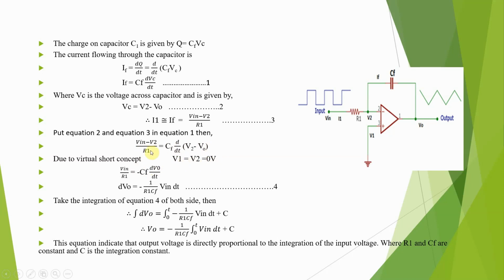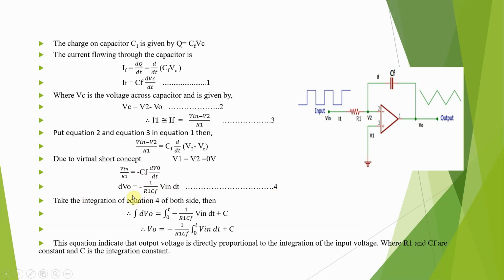V2 is 0. Therefore, the equation becomes Vin by R1 is equal to minus Cf dV0 by dt, because V2 is 0. Then calculate the equation for the output voltage. Taking dV0 to one side, the equation becomes dV0 is equal to minus 1 upon R1 Cf Vin dt. This is equation number 4.